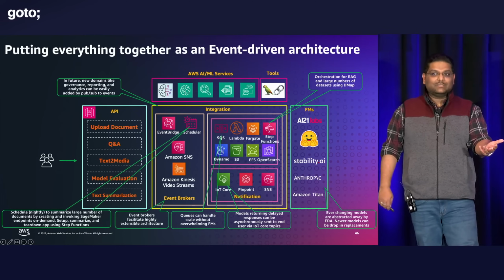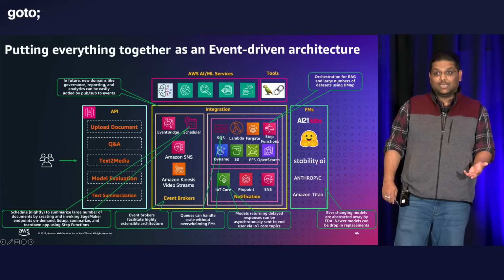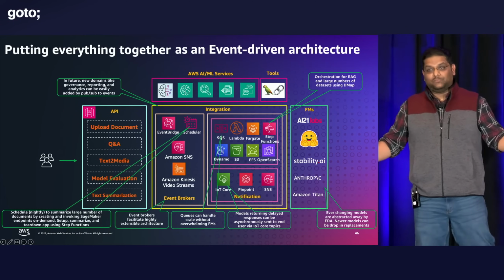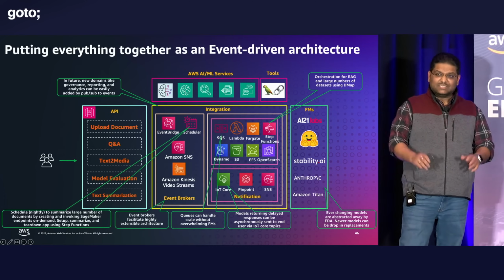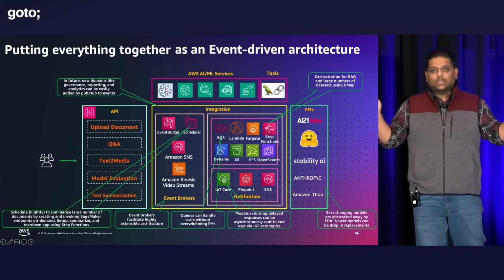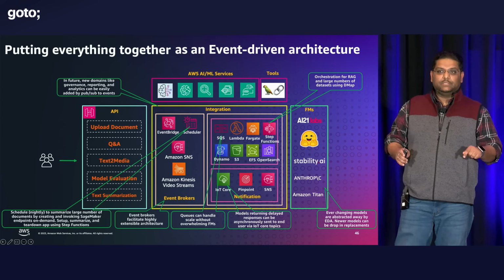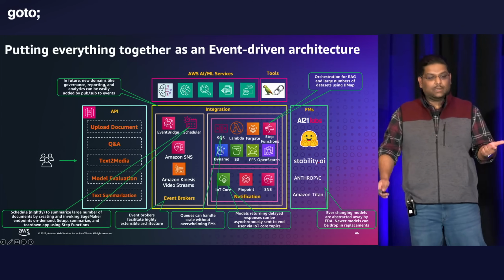And finally, we saw a scheduling mechanism where you can use EventBridge Scheduler to schedule and summarize a lot of documents at scale. So this is the entire story of how you can think about event-driven architecture using serverless services and around GenAI.